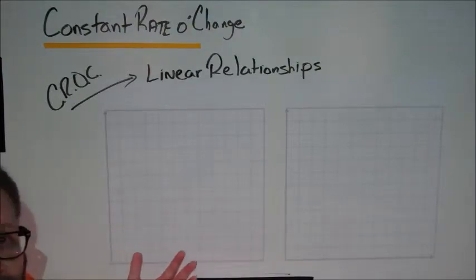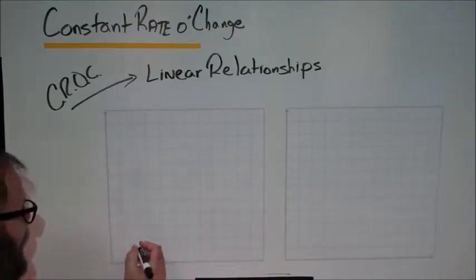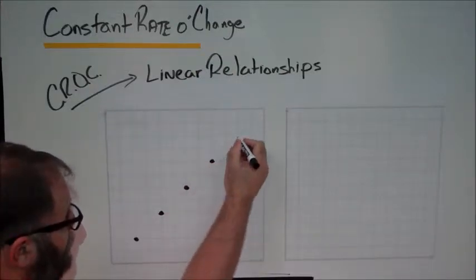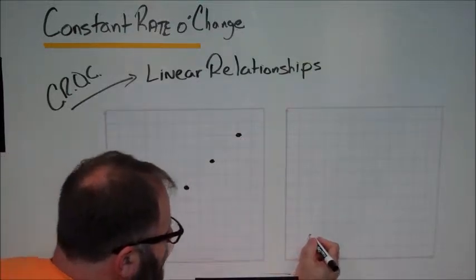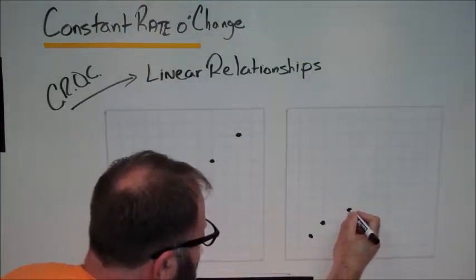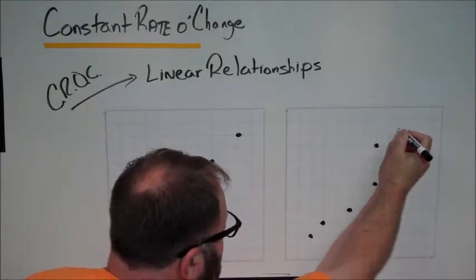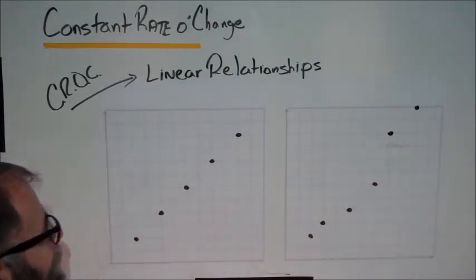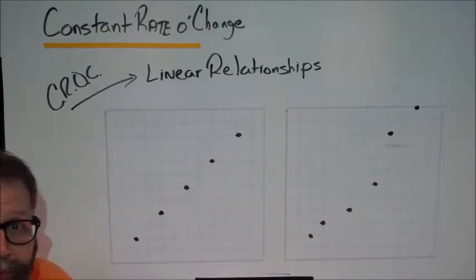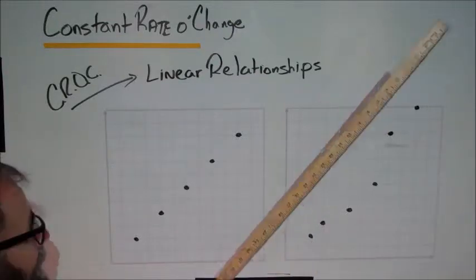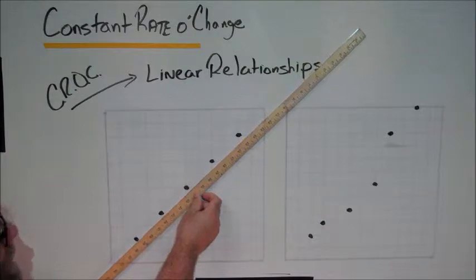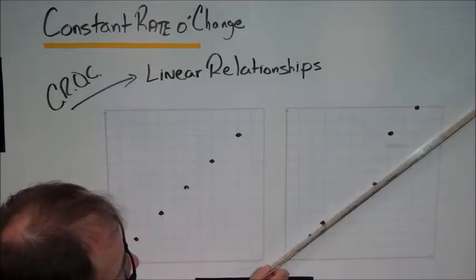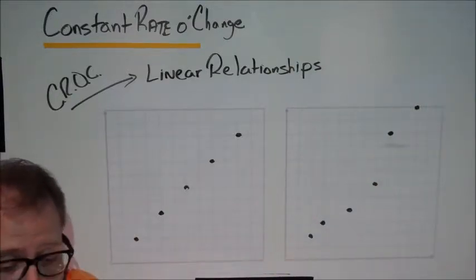So I'm going to put two relationships up here. Let's decide which one's linear and which one's not linear. Now when you look at those two, which one's linear? Well, you can tell. It's pretty simple, right? The one that makes a straight line. If we were to draw that line, there's a straight line right there. This one is not linear. There's no way that we could get a straight line out of those data points.